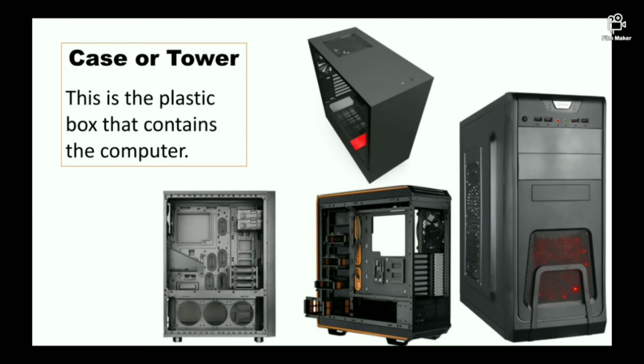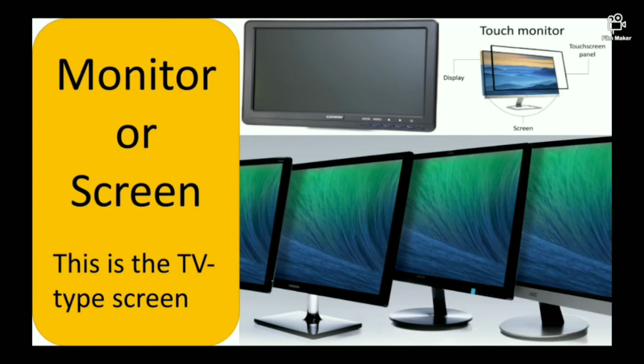Now, let's start with the computer case. This is the metal or plastic enclosure that serves mainly as a way to physically mount or contain all the internal hardware components. Next is the monitor. This is also called the screen. It is used to display items from your computer or internet. The monitor also displays how the user interacts with the computer using the keyboard or the mouse.